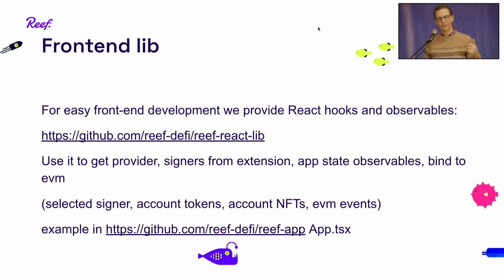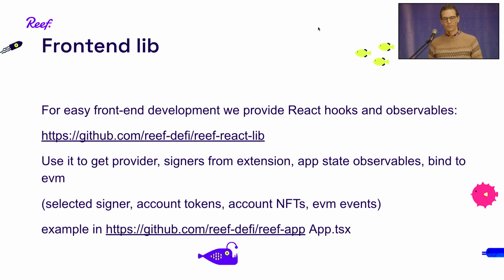Then we also have the front-end lib, so it's faster and easier to build your dApps. We have a React lib with React hooks, so you can just use them. There's also observables to get the selected signer, like the state of the app. You can use that for a quick startup. You get account tokens, you get NFTs, and you can subscribe to EVM events from there.